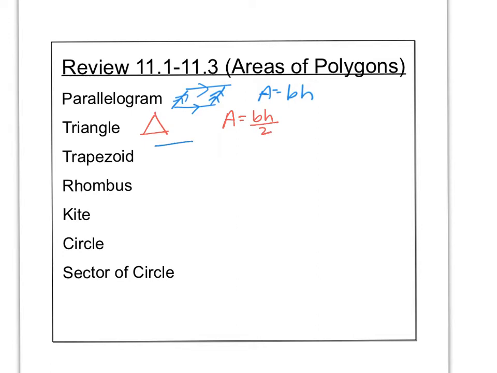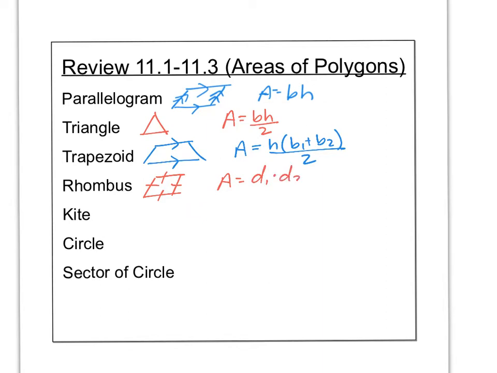For a trapezoid, remember a trapezoid has one pair of parallel sides, and the formula is height times base 1 plus base 2, divided by 2. A rhombus is a quadrilateral with 4 congruent sides. Its area is diagonal 1 times diagonal 2 divided by 2. And remember, the diagonals go kitty corner across the rhombus.